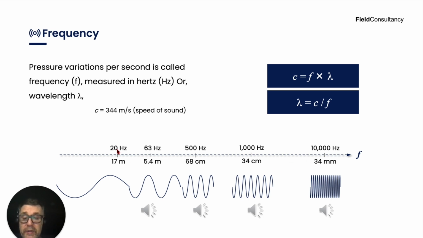So the corresponding wavelength of sound for a 20 Hz frequency is 17 meters. For a 63 Hz sound, the wavelength is 5.4 meters. For 500 Hz, the wavelength is 68 centimeters, all the way up to 10 kilohertz where the wavelength is 34 millimeters. So as you can see, as the frequency gets higher, the wavelength gets smaller. So very high frequency sounds have very small wavelengths.